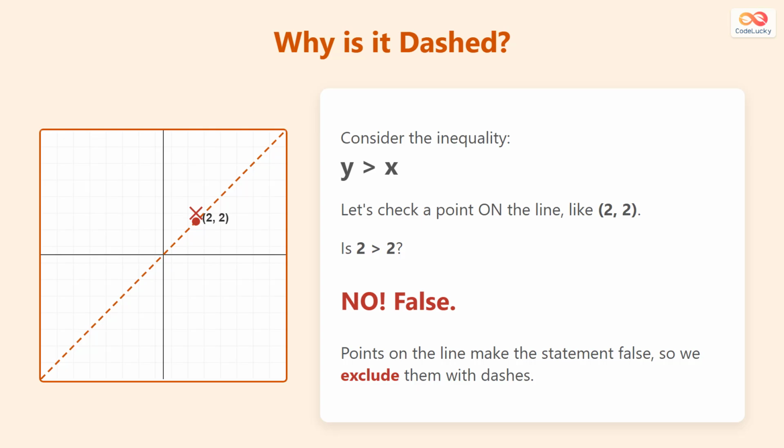But why do we do this? Let's look at the inequality y is greater than x. If we pick a point exactly on the line, like (2, 2), and plug it in, we ask, is 2 greater than 2? The answer is no, it is false. Because points on the line make the statement false, we cannot include them. We use dashes to show it is a forbidden zone.